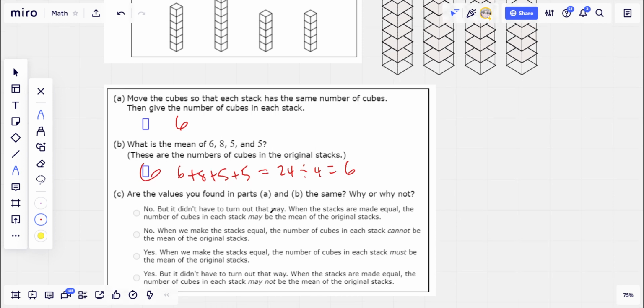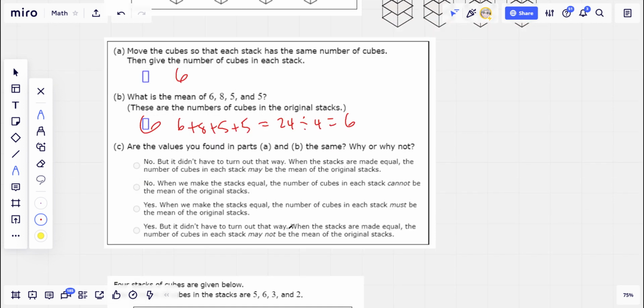And then C, we just have one little question to answer about this. Are the values you found in parts A and B the same? Why or why not? So the answer to this should definitely be yes. So you can just cross out the no's right away. The tricky part is the why. So we've got 2 yes answers.